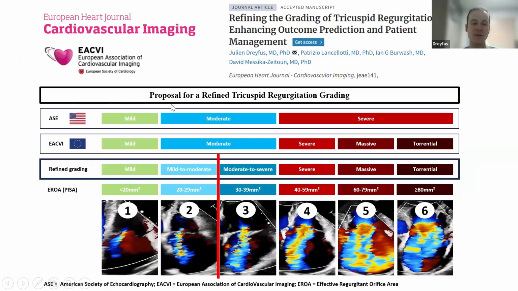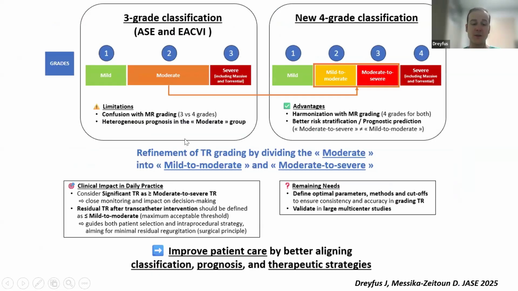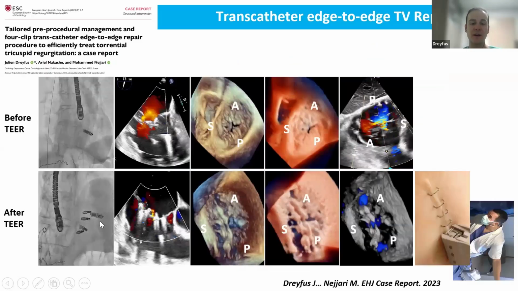And we have suggested this refined grading in both the European Heart Journal Imaging and the JACC to try to convince both the European and the American sides. And this is really important because you will harmonize MR and TR, so you will speak the same language all together for those valves, and also to define procedural success when residual TR is mild to moderate or lower.